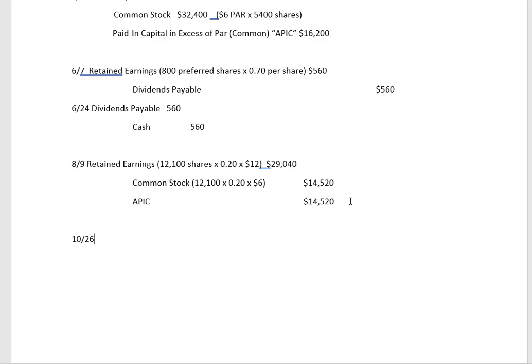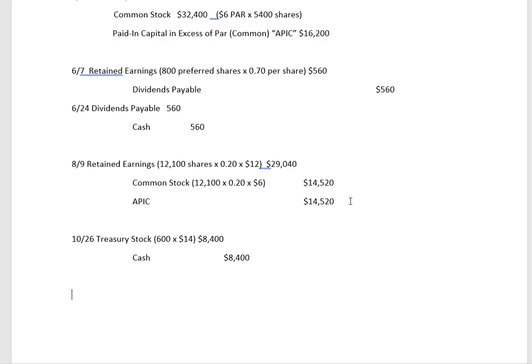October 26th. We buy back 600 shares of common stock as treasury stock. We pay $14 per share. So we're going to increase our treasury stock account, 600 shares times $14 per share. That gives us 8,400. And we are paying cash of 8,400. So that was buying some treasury stock.